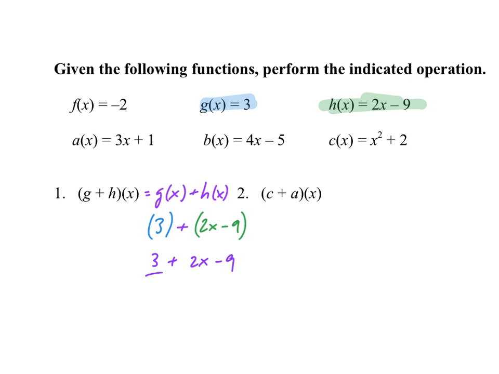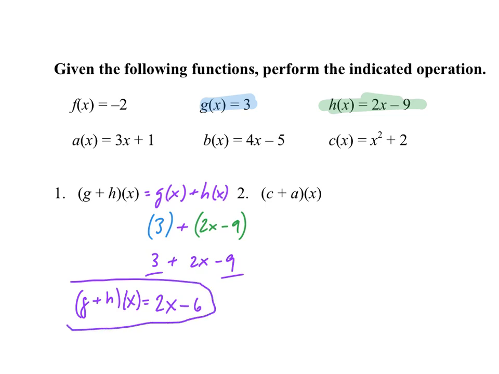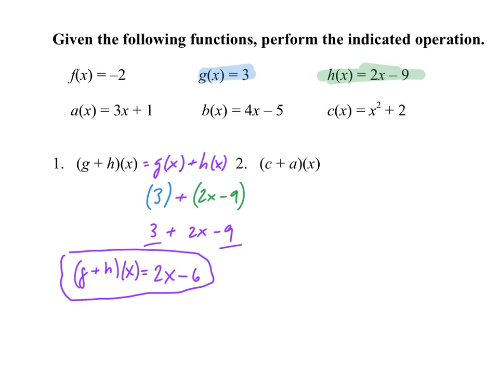Then we have some like terms to combine, so 3 minus 9 would be negative 6, so 2x minus 6. I can't do any other simplifying. We're not solving this or anything like that, we're just simplifying. So g plus h of x is going to be equal to 2x minus 6, and we will expect you guys to be rewriting the notation as part of your answer. This is the way we want your answers to look, as we think about quizzing or testing or anything like that. So do write your answer out fully.